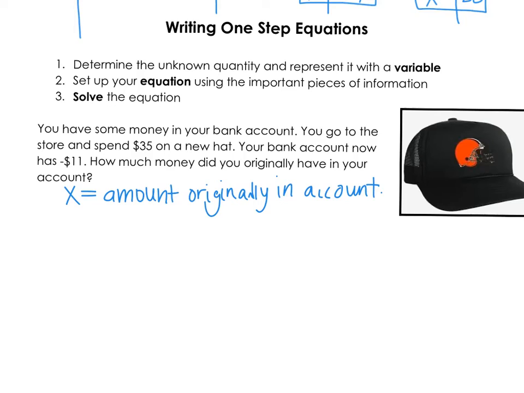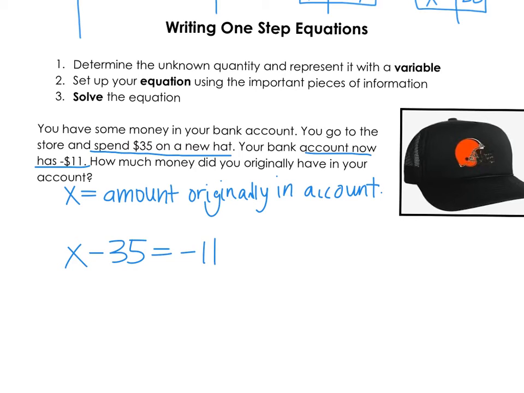Next, we have to set up our equation by picking out the important pieces of information. So we don't know how much we had originally, but we know that we spent $35 of whatever we had and that we ended up having negative $11. So let's build our equation off of that. We started with, we don't know how much, but of that amount, we spent 35 of it, so we took away $35 of it, and after we did that, we ended up with negative $11.